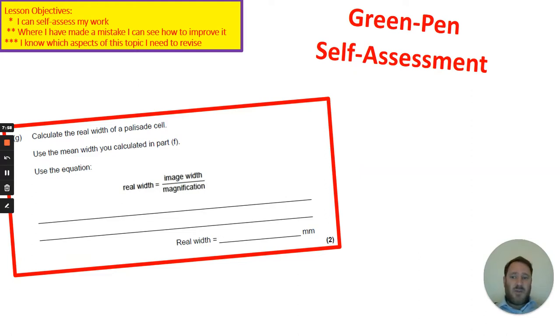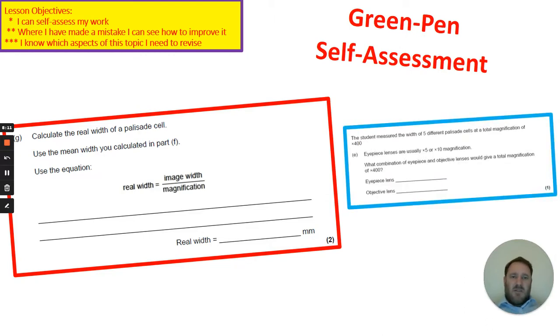It gives you the equation, which is nice. It asks you to use the mean width you calculated just now, but then it's also got magnification in the equation. And you might be thinking to yourself, well, where's that? How do I know what the magnification is? Well, the image width we've just worked out as 12.4 millimeters. If you rounded it down to 12, that's fine. You just have a different answer to what I've got now, but you'd still be awarded the 2 marks.